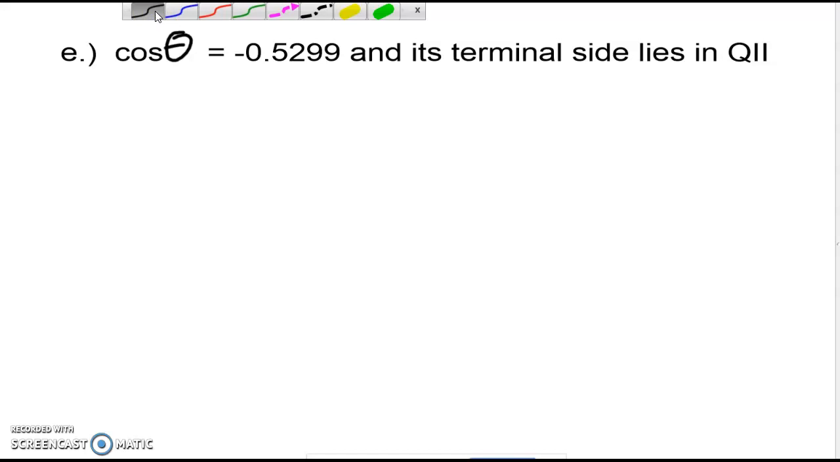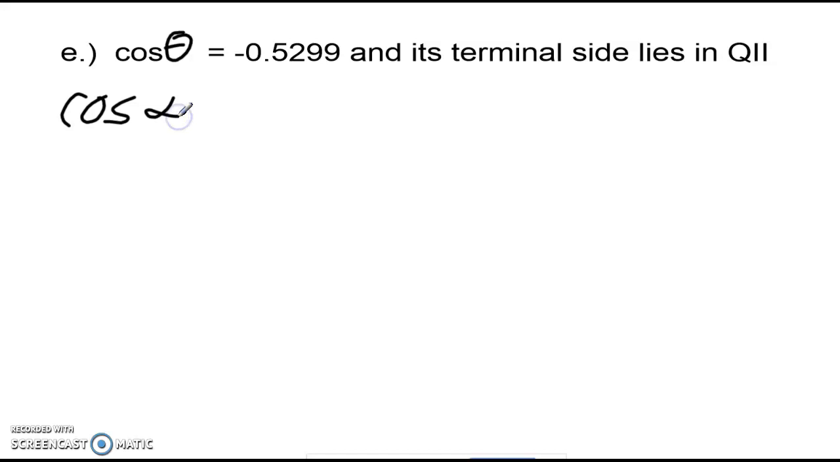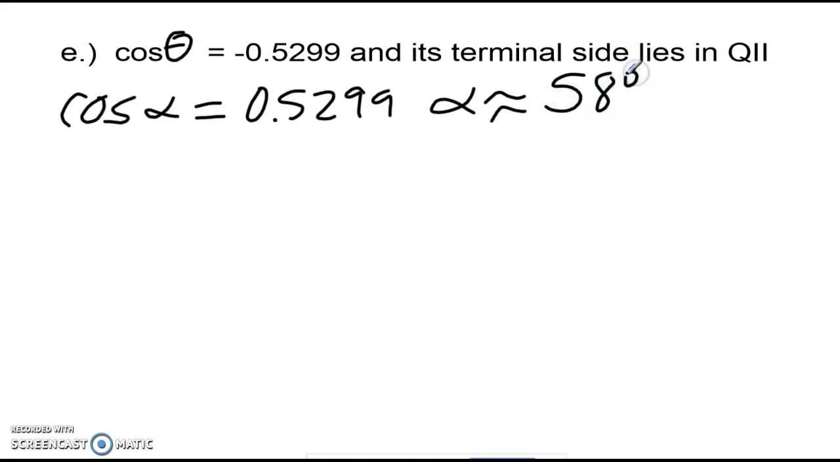So the first thing we would do, now if our value was cosine equals a positive 0.5299, we would use that. But if it's negative, we change it to positive when we plug it in. So we're going to find alpha. Alpha is our reference angle. And we're going to say the cosine of alpha is a positive 0.5299. And then we're going to get alpha rounded to the nearest whole degree. So we'll hit second cosine 0.5299. And we get 58. So our reference angle is 58 degrees.